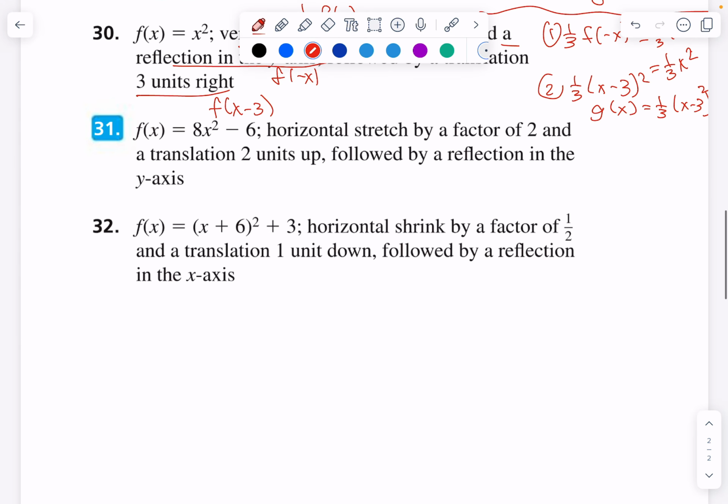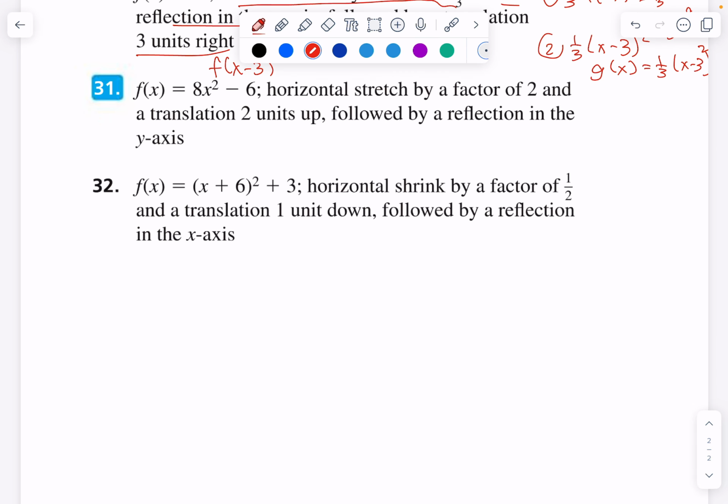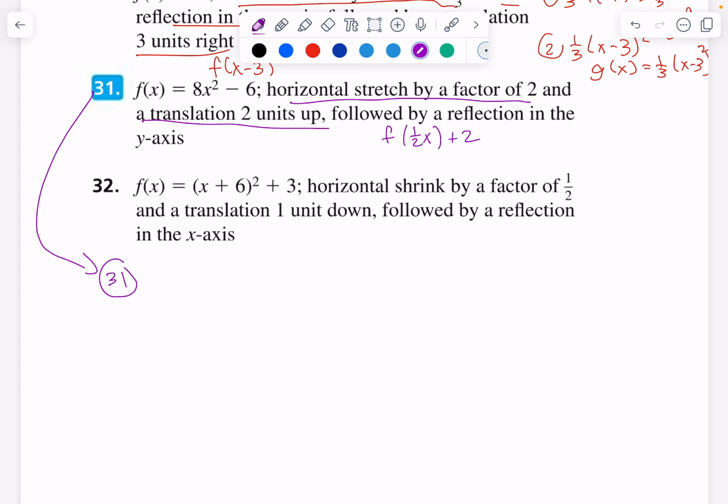All right, 31 and 32 look a little bit harder. Finally, that was getting a little bit boring. Okay, horizontal stretch by a factor of 2 and a translation 2 units up. So that is f of 1/2 x plus 2. Now, because there's a little bit more going on with this function, it might be a little bit harder. Let's see. So that's going to be f of 1/2 x plus 2.